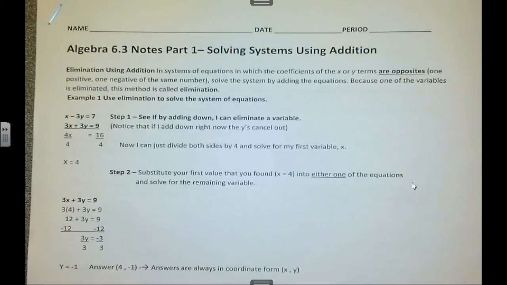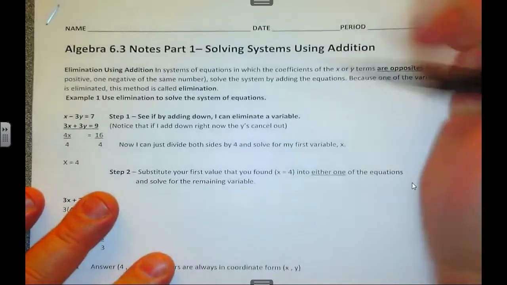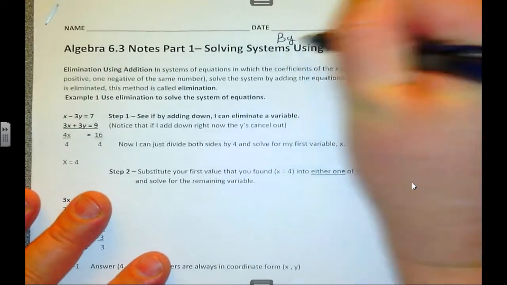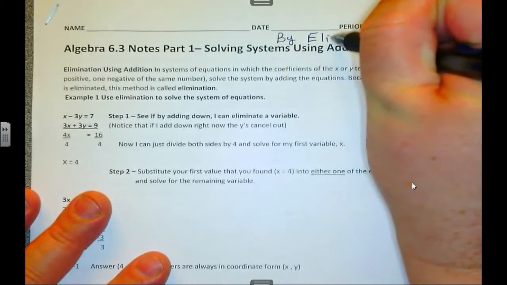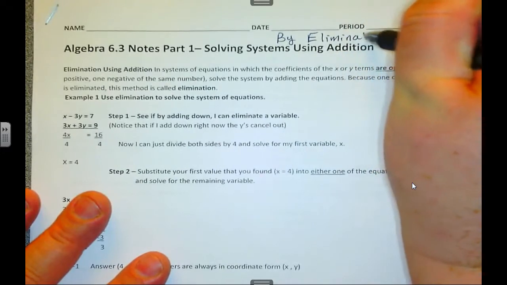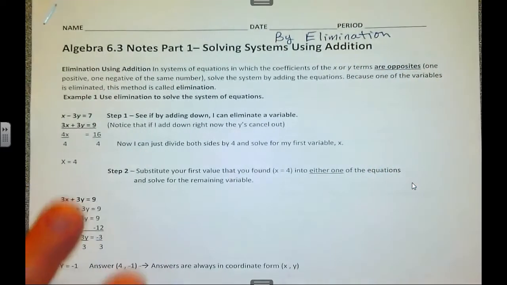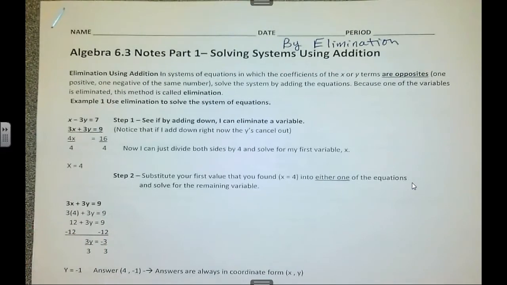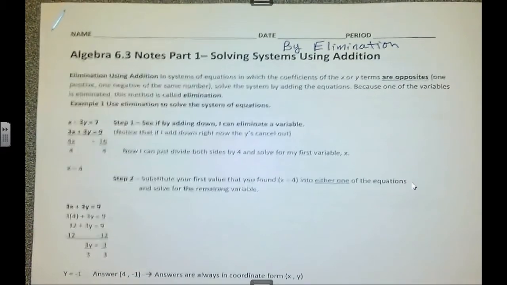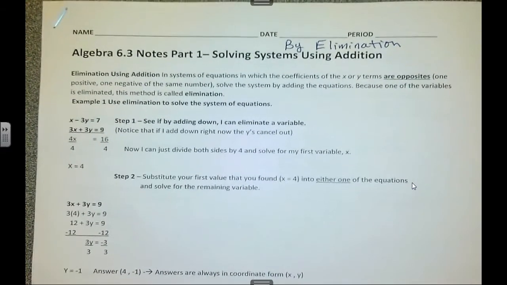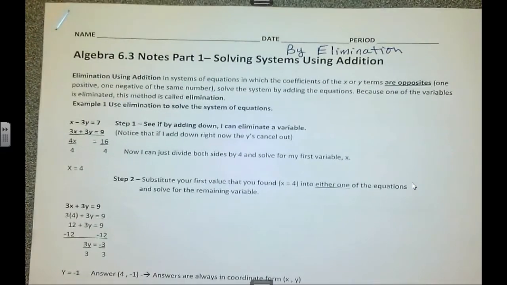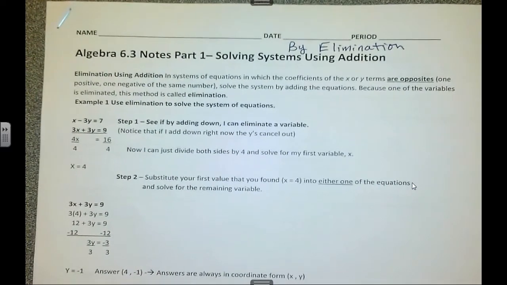This is solving 6.3, solving systems of equations. It's actually called by elimination. Okay? And this is solving systems of equations by elimination method using addition/subtraction.